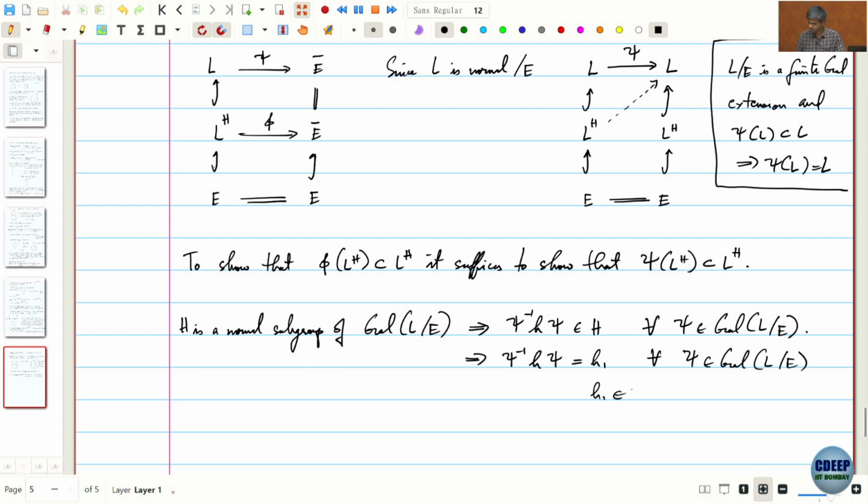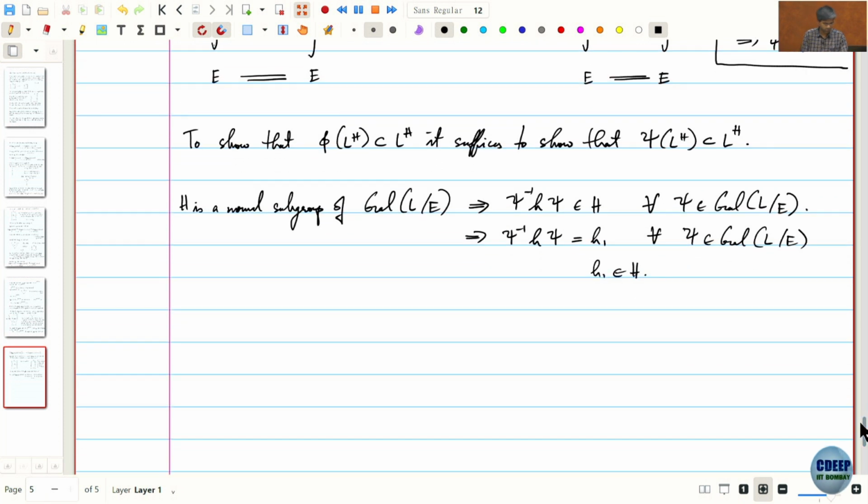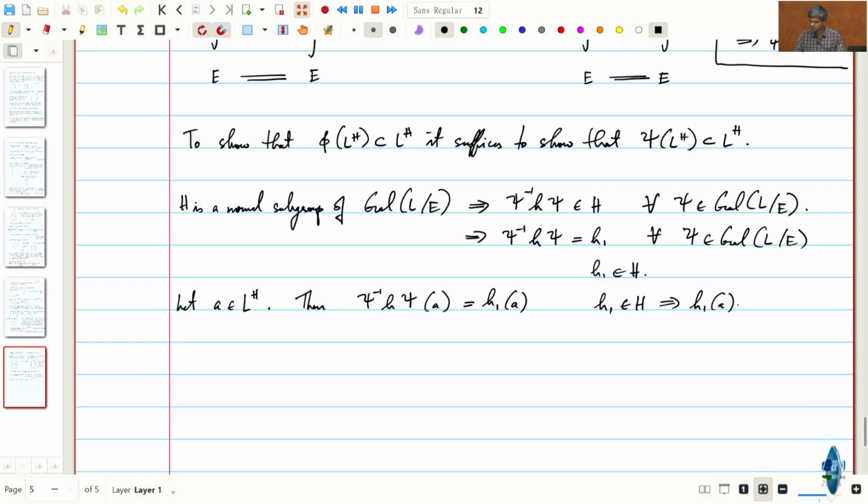Yeah, and H1 belongs to H. So let's apply this on an element A in LH. Let A be an element in LH, right? So then psi inverse H of psi applied on A is equal to H1 of A. H1 belongs to H, that implies that H1 of A is equal to A, because LH by definition is those elements of L which are fixed under all elements of H. So this is equal to A.